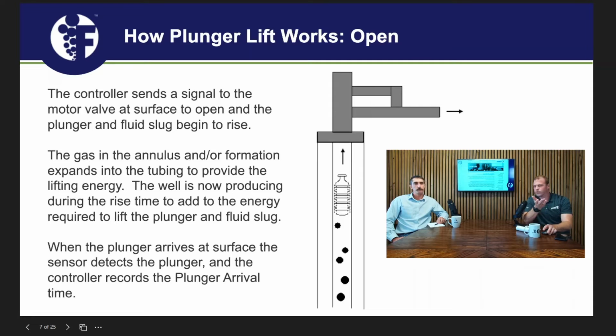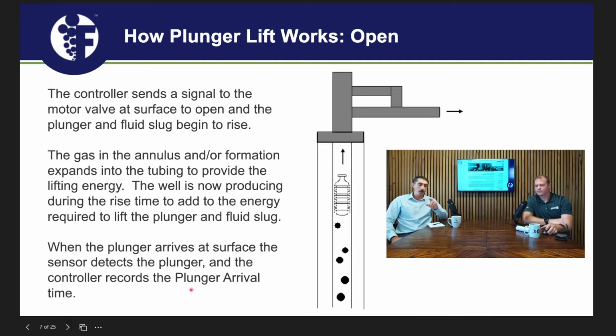Okay. Perfect. So the well has switched cycles. We've moved from closed or off time to open, or we could also call this on time, right? On time, arrival time, lifting time. That's all industry terms I've heard. And what's happening during this cycle?